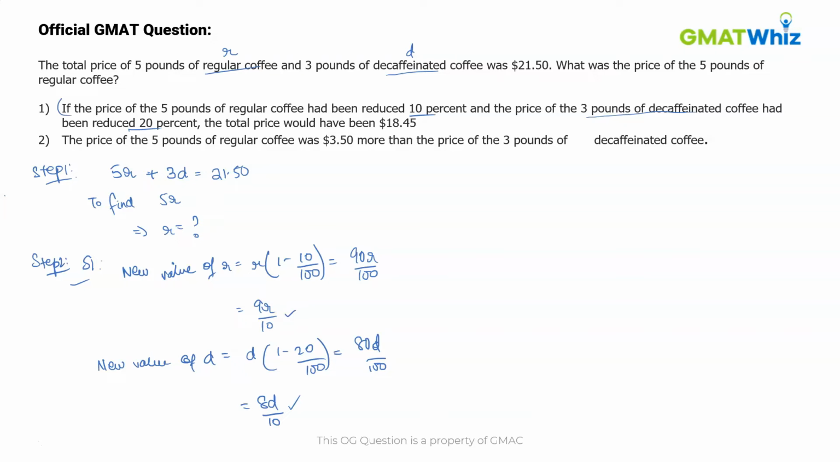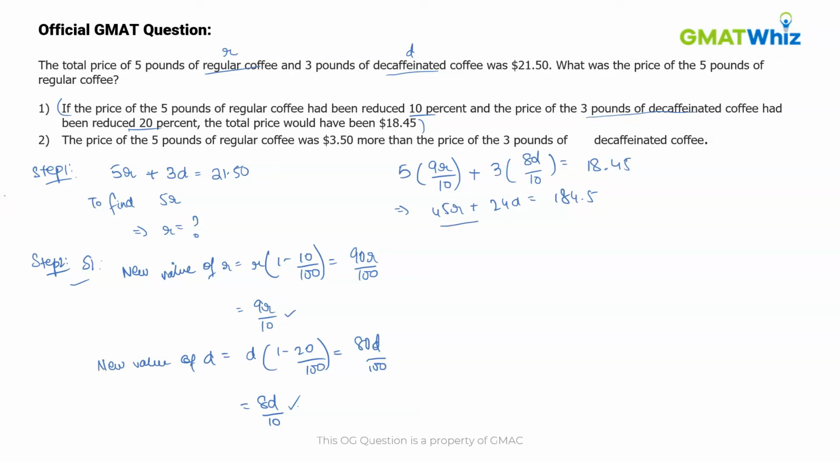Now if we form an equation using statement 1, we have that 5 pounds of regular coffee, that means 5 multiplied by the reduced price of regular coffee, 9R by 10, plus 3 pounds of decaffeinated coffee, so 3 pounds multiplied by the new price of D, which is 8D by 10, is equal to 18.45. So it amounts to $18.45. So this is the equation that we deduced from statement 1. Now we can write this as 45R plus 24D is equal to 184.5.